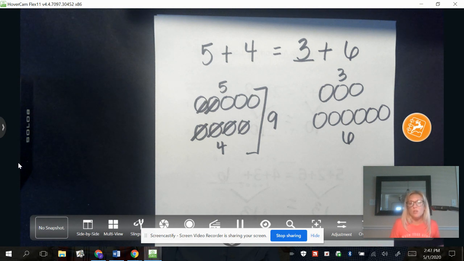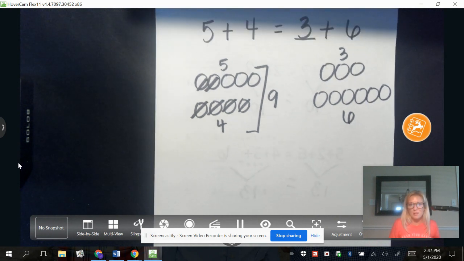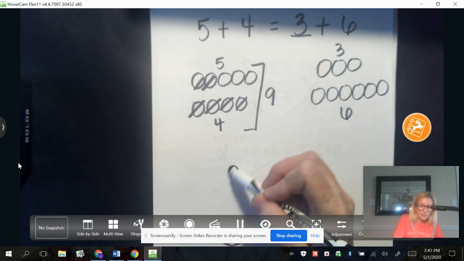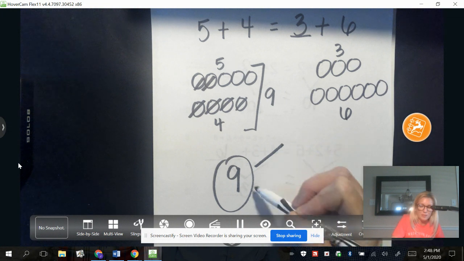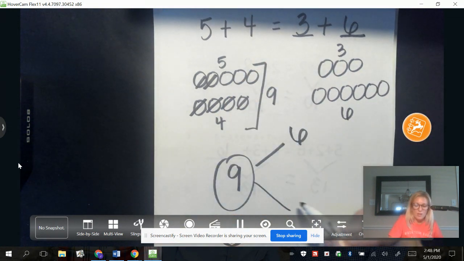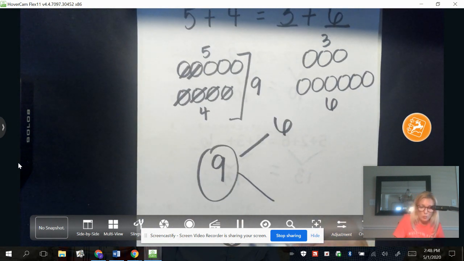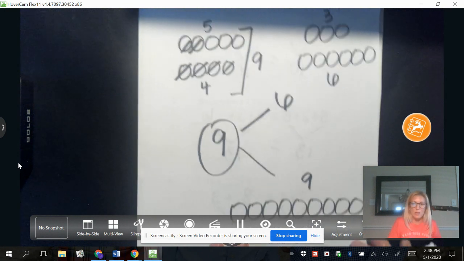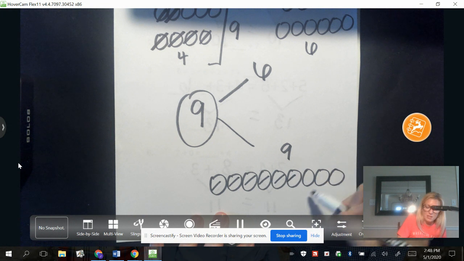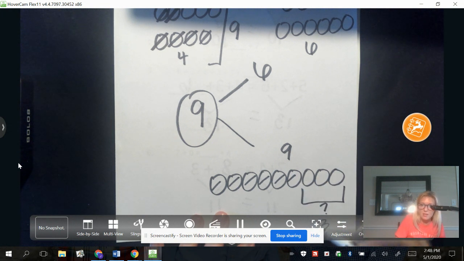You could have also turned this into a number bond by saying 5 plus 4 equals 9. That's our whole number. 6 is the part that we know, what is missing to make 9. In that case, you would say 1, 2, 3, 4, 5, 6, 7, 8, 9. 6 is what we know. Oh, sorry. 1, 2, 3, 4, 5, 6. And this is the part that was missing.